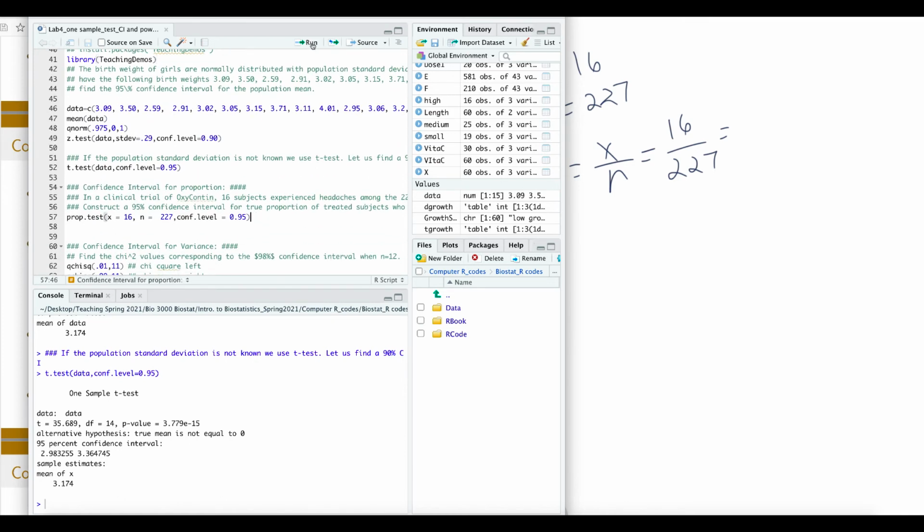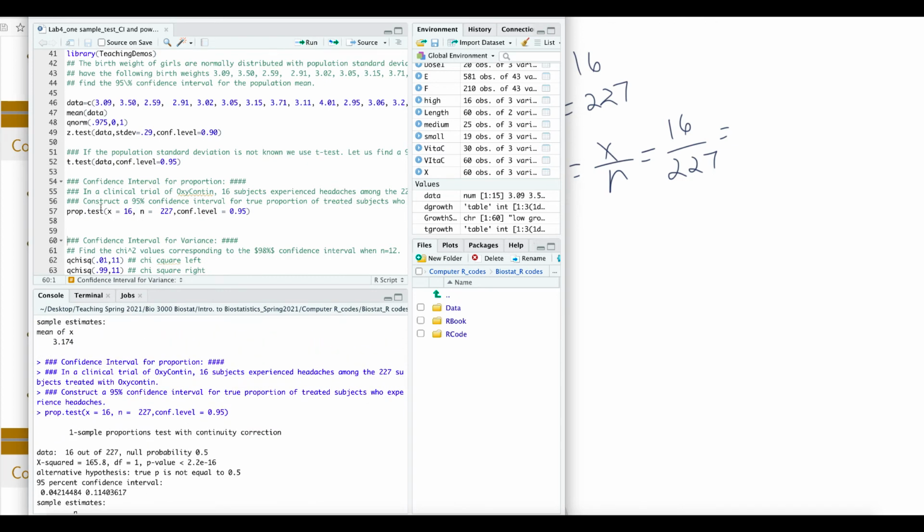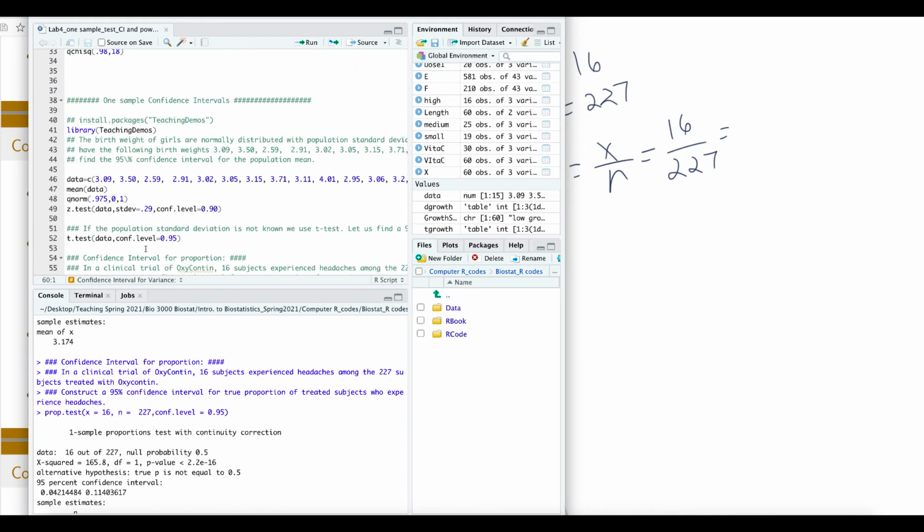Okay, so let me run that. What does it say? It says that the 95% confidence interval is 4.21 through 11.40, right? That is the percentage. 4.21% through 11.40%. Okay, or you can say the 95% confidence interval for the proportion is 0.0421 through 0.1140.